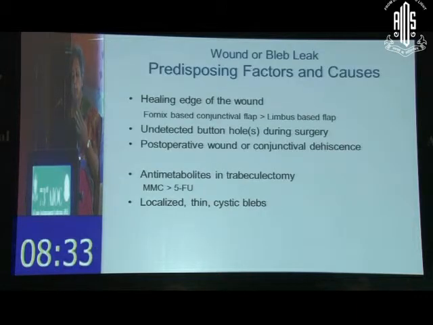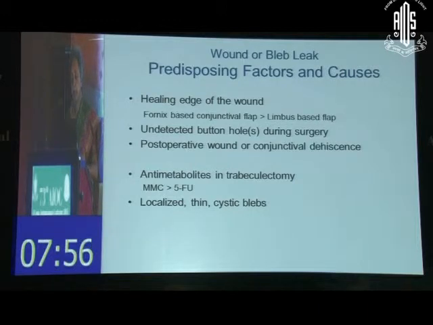So bleb leak can be immediate or late. Most of the time in the immediate postoperative period, because we tend to do the fornix-based conjunctival flap, the edge wound is the cause, whatever precautions you take, there will be some amount of leak in the postoperative period. The other reasons for the bleb leak will be undetected buttonholes during the surgery. That's why I said meticulous trabeculectomy is very important for the success of the outcome of the surgery. Or it may be because of postoperative wound or conjunctival dehiscence for various reasons.